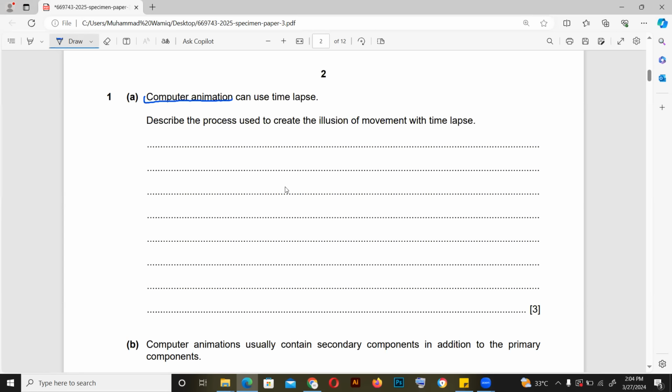That means that now when you are creating a time lapse, you need to describe the process that is used to create the illusion of movements. This is for 3 marks. That means that we need to mention here 3 points.